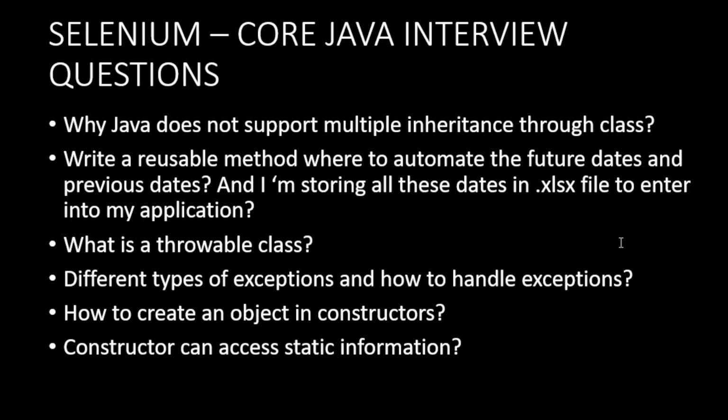Write a reusable method to automate future dates and previous dates, and I am storing all these dates in an .xlsx file to enter into my application. For example, if you take any application like renewing your license.